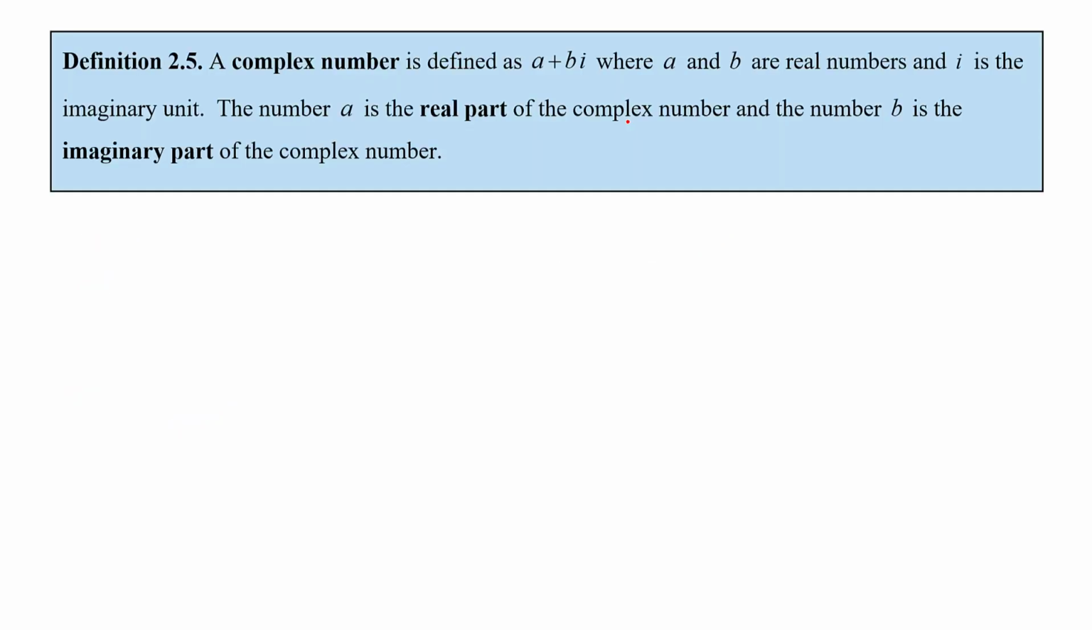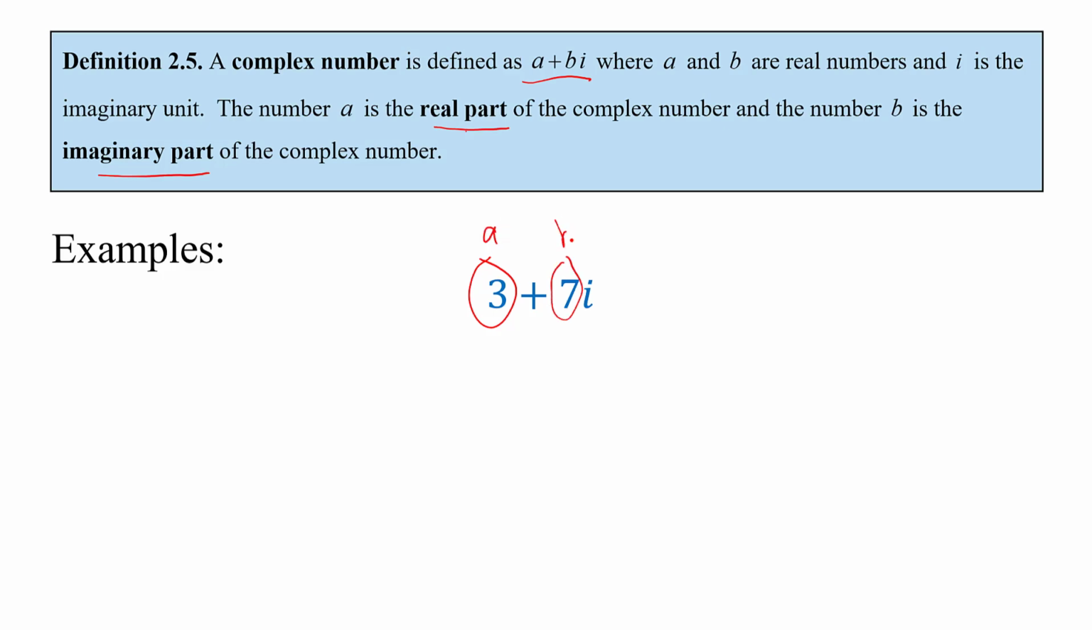Let's define a complex number as a plus bi, where a and b are real numbers, and here a would be the real part of the complex number and b would be the imaginary part of the complex number. Okay, so some examples of complex numbers. 3 plus 7i. Here we have our real part of the number, we can see, is 3. So this would be our a here. Our b would be the imaginary part of this complex number, or 7.